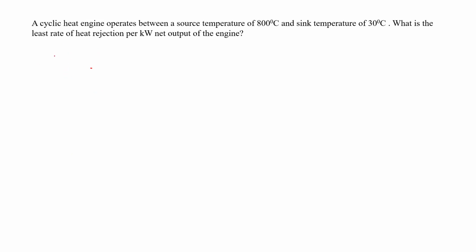First I will read the question. A cyclic heat engine operates between a source temperature of 800 degrees Celsius and a sink temperature of 30 degrees Celsius. What is the least rate of heat rejection per kilowatt net output of the engine? That is what you have to find.